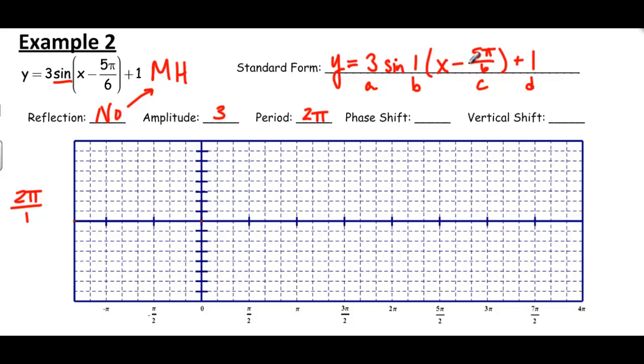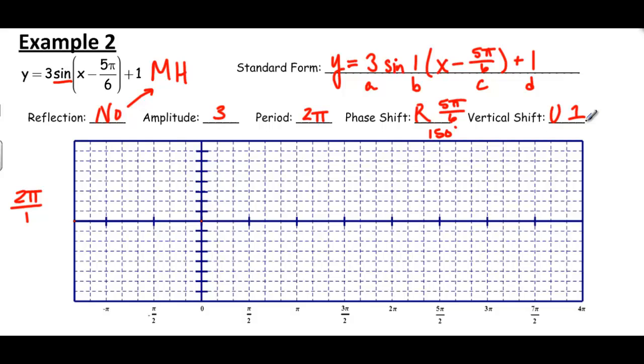Phase shift, I look at the c. We do the opposite. Since it's a minus, I'm actually going to move right 5 pi over 6. Some people are going to be okay with thinking of this in radians. Some people might have to think about this as a degree later. 5 pi over 6 is 150 degrees. And because this is a +1, we're going to go up 1.